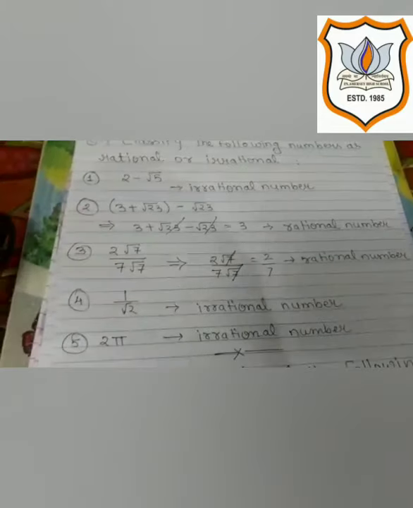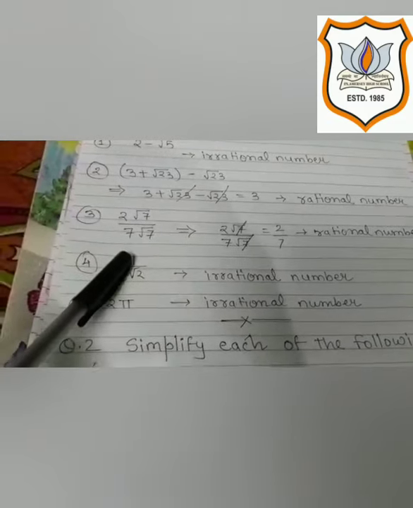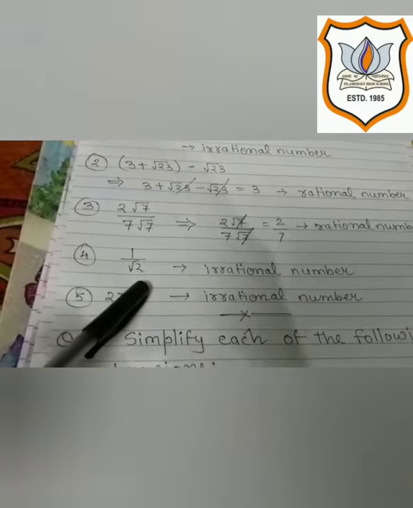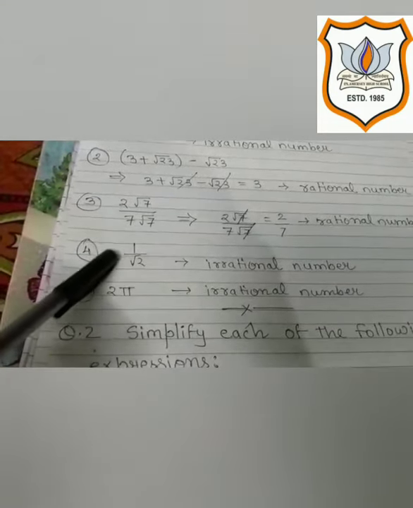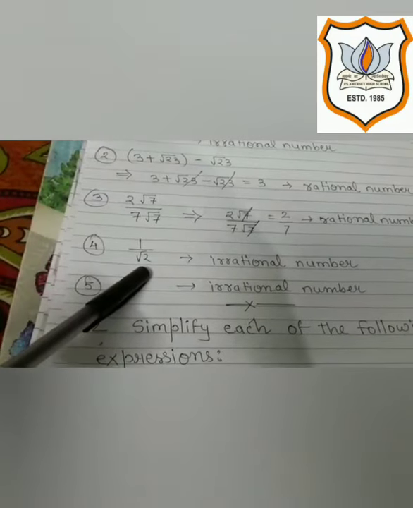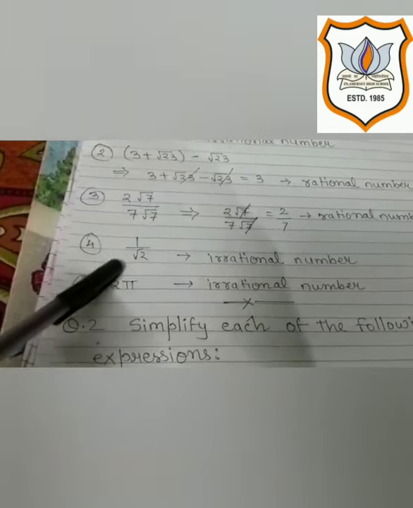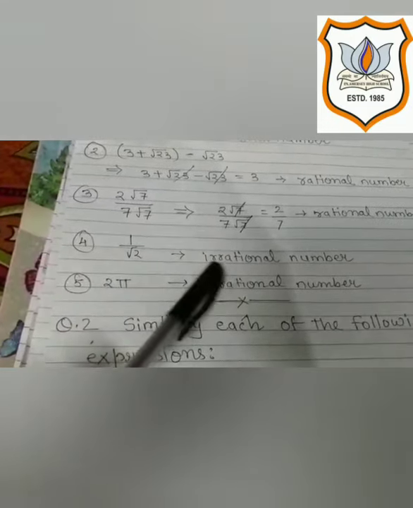The very next, fourth part, that is 1 upon root 2. Here in the fraction, in the denominator, an irrational number is there, root 2. And there is no method to solve such kind of question. Hence, the irrational number will be as it is. On dividing, we will get again an irrational number. Hence, the final answer will be an irrational number.